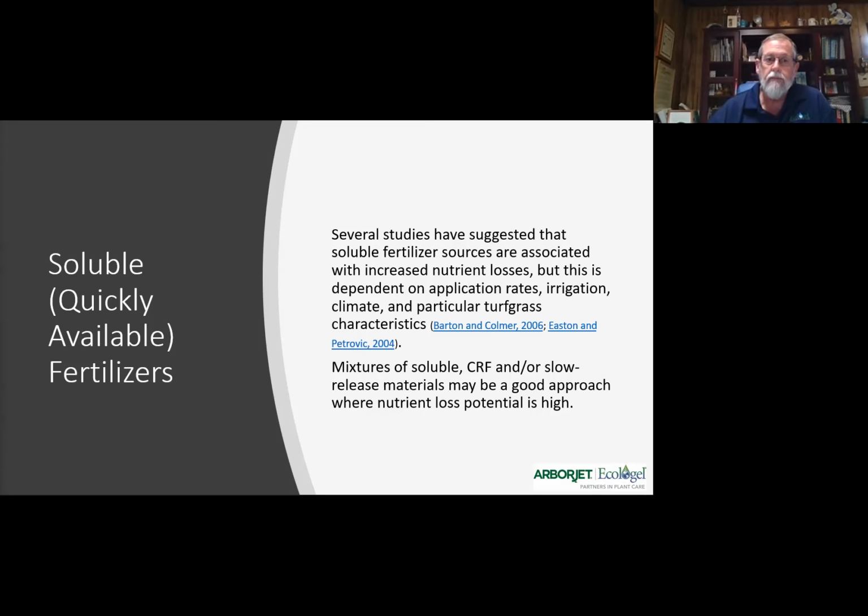And so it makes you consider, do you use a mixture of fertilizers that have controlled release and soluble, and then maybe a slow release component to it? Is that the right strategy for optimizing your fertilizer efficiency?